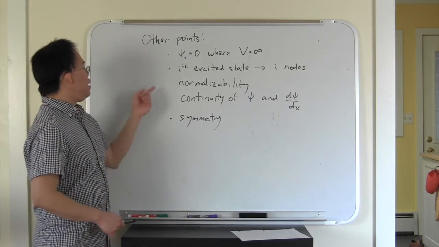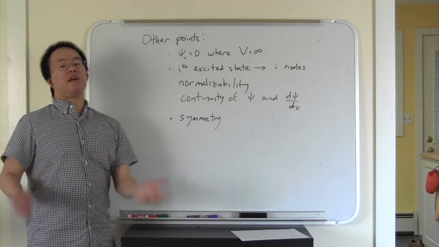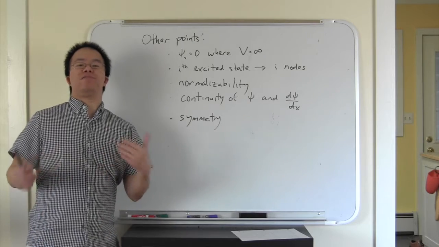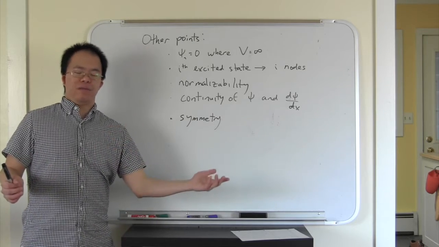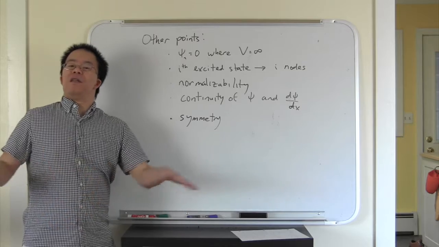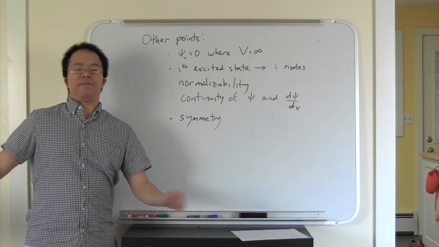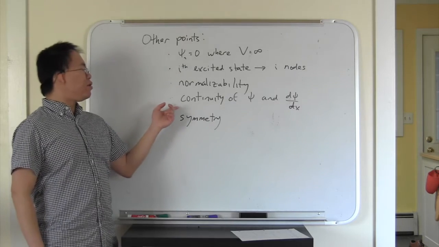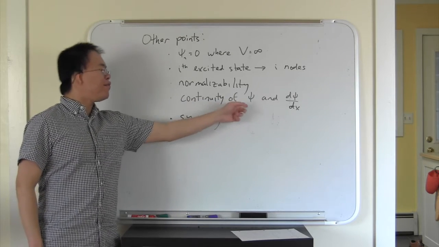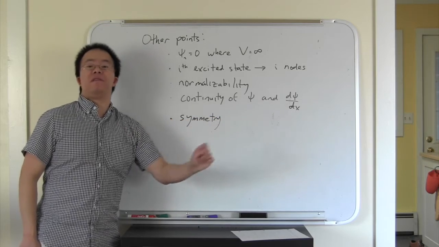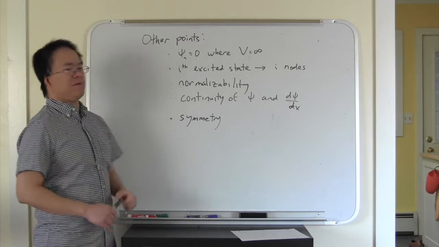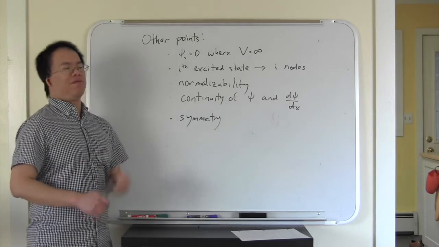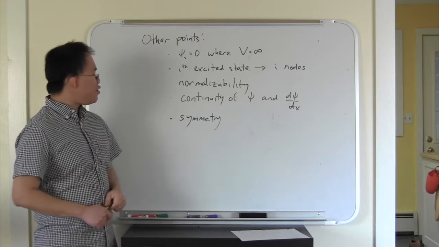There's also the case that the wave function still has to be normalizable, and in practice what this means is that as x approaches infinity or minus infinity, the wave function has to nicely decay away. As we talked about last time, in general we will also require the wave function and its derivative to be continuous. So you can't have any sort of funky cusps in your wave functions for energy eigenfunctions.